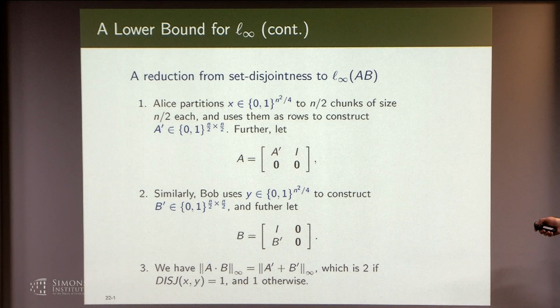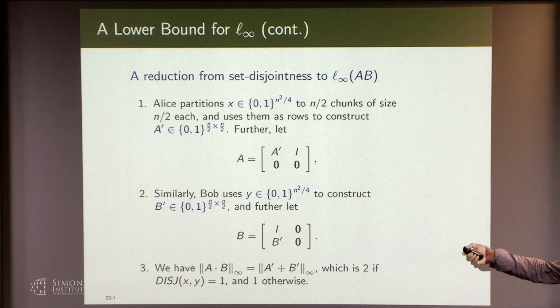A prime is just one of the components, and this is an identity matrix, and this is a zero matrix, and the dimension of A is again n by n. Similarly for B, where B prime is in the bottom left. Then we can show that the L infinity norm of the product of A and B is equal to the L infinity norm of the sum of A prime and B prime, which is 2 if the disjointness returns 1 and 1 otherwise. So this is the whole reduction. That means you cannot really approximate better than 2.